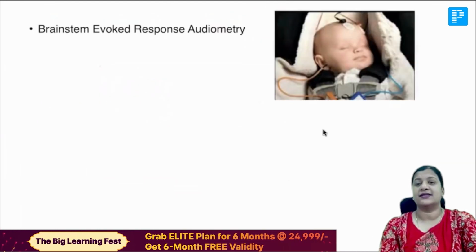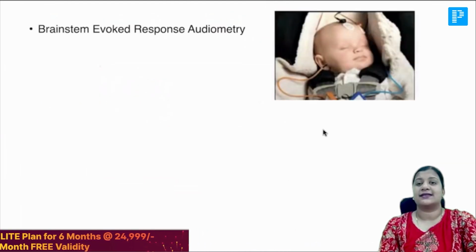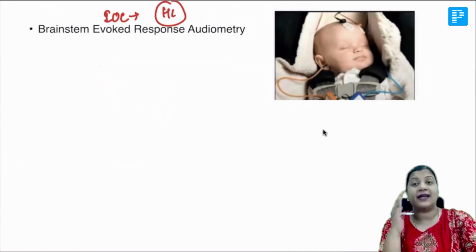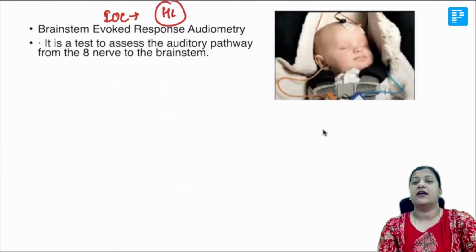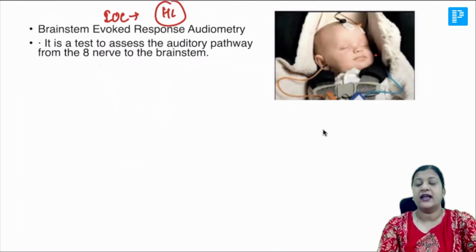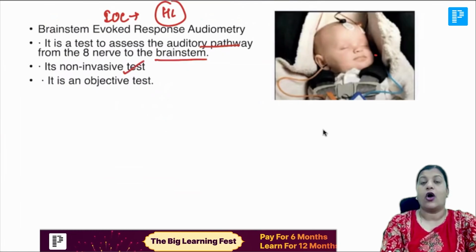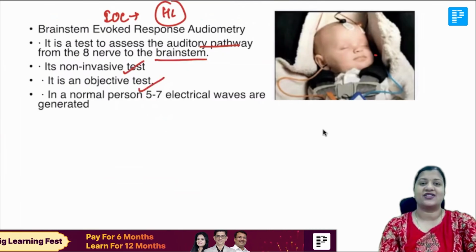And now quickly to understand BERA: the child is asleep. It is the investigation of choice for assessing hearing loss. Yes, in children and infants, it is the investigation of choice for confirming hearing loss. And here the child has to be asleep. Multiple electrodes are placed over the child's head. Sound signals are given, the brainstem will receive those sound signals, and there will be electrical activity in the brainstem from the auditory pathway. And we see that it's a non-invasive and an objective test for hearing.